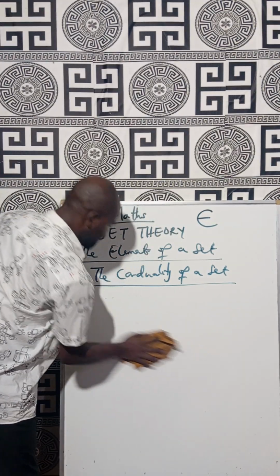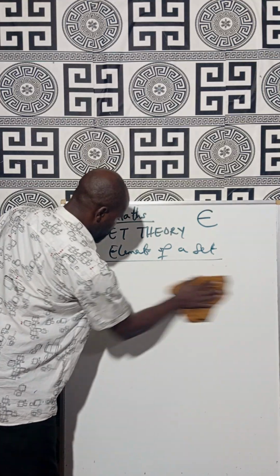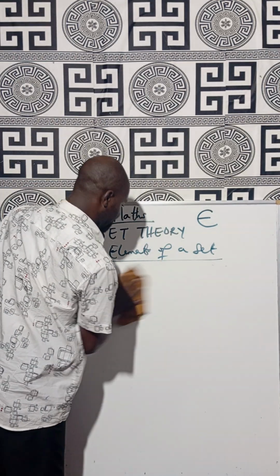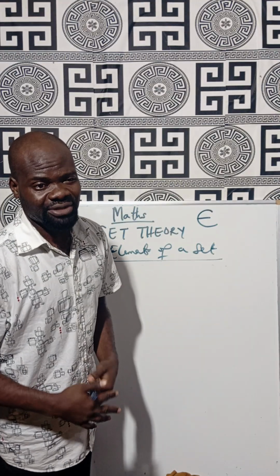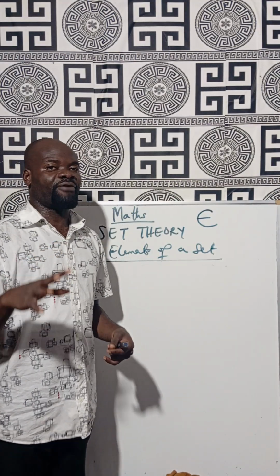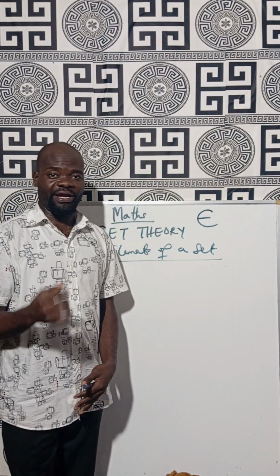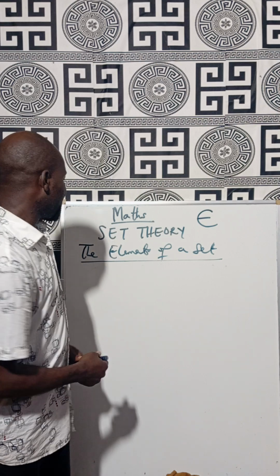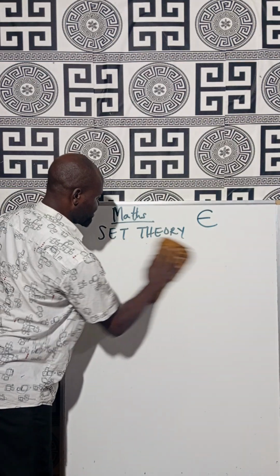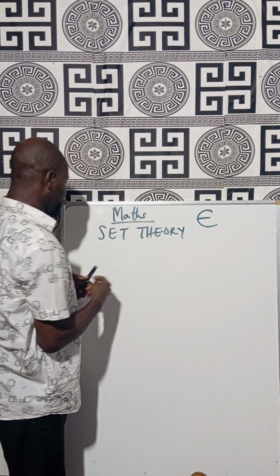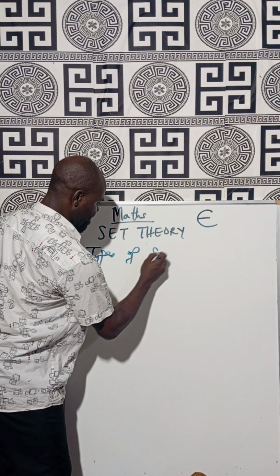Okay, having known that, let's quickly go to some types of sets. You understand me now? You can just take your pen and put it down. For this class, just kindly sit down, relax yourself, and listen. You can take your pen and write 1 or 2 things. Okay, let's go to some types of sets. Types of sets.